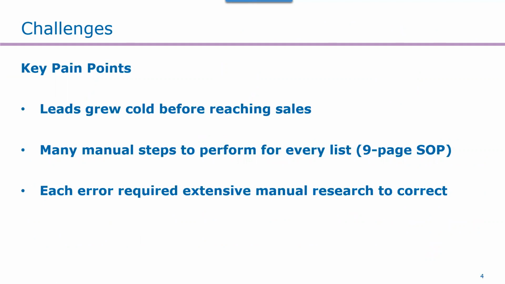There were many, many pain points. The process was about a 9-page SOP, and it took well over 2 days to complete if I myself was out and someone else needed to complete the process on their own. It was nearly impossible. The leads grew very cold before sales could even reach them. There were just way too many steps for anyone to get to them. And then each error would require an extensive amount of manual research to correct.